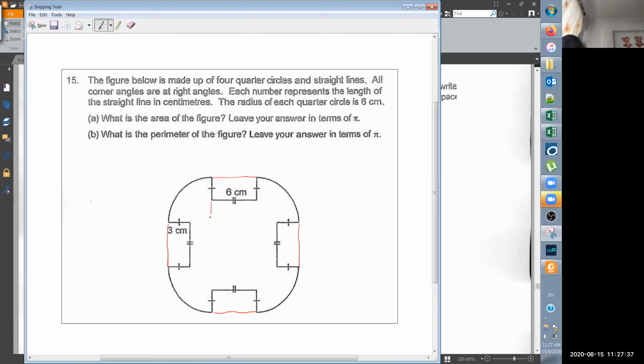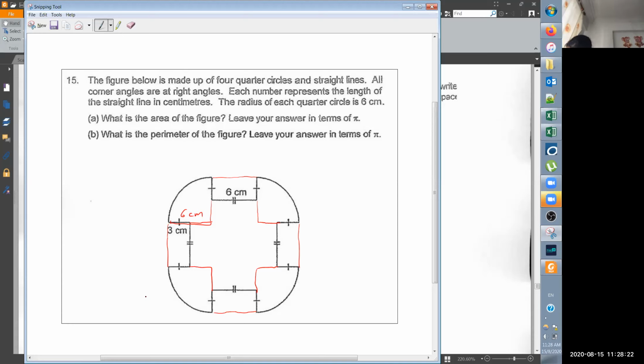Okay, good. So let's look at it together. 其实这题呢，其实蛮简单的。It says make a 4-quarter circle, and then all corners are right angles. Each number represents the length in centimeters. The radius of each quadrant is 6. So it means here is 6, right? Am I right? So what's the area of the figure?